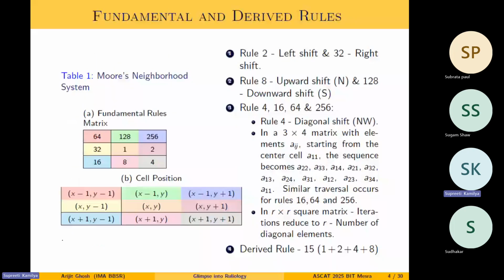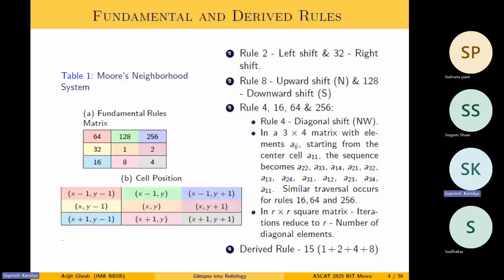The fundamental rules and derived rules. By Moore's neighborhood, we understand that the state of a cell is influenced by the cell's current state and the state of the 8 neighboring cells. Now, telling something about the fundamental rules and their movement, rules 232, 8, and 120 display left shift, right shift, upward shift, and downward shift. However, considering the diagonal rules, that is rules 4, 16, 64, and 256, they display distinct behavior.